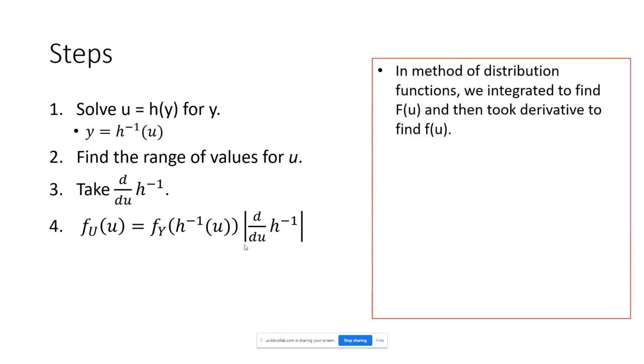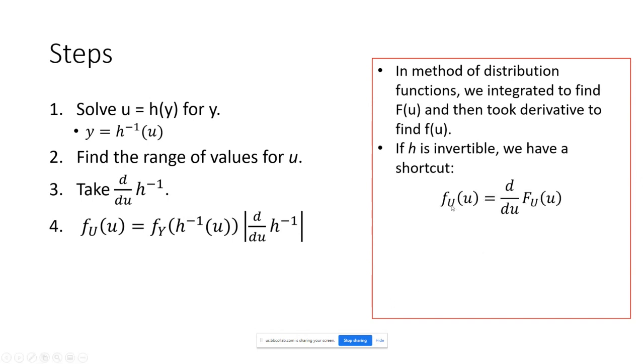So the idea here is, thinking back to the method of distribution functions from last week, we were integrating the density function for Y to find the distribution function, big F of U, and then we were taking the derivative to find little f of U. So the method of transformations is all about the idea of, well, taking the integral and then taking the derivative is kind of redundant. Maybe we can simplify that if h is invertible. In that case, we have a shortcut.